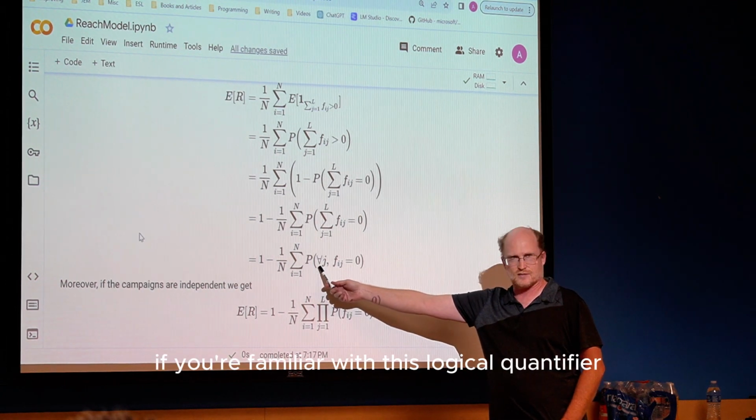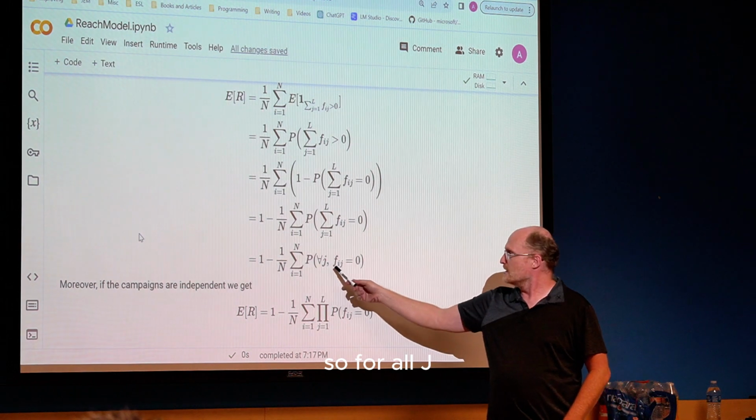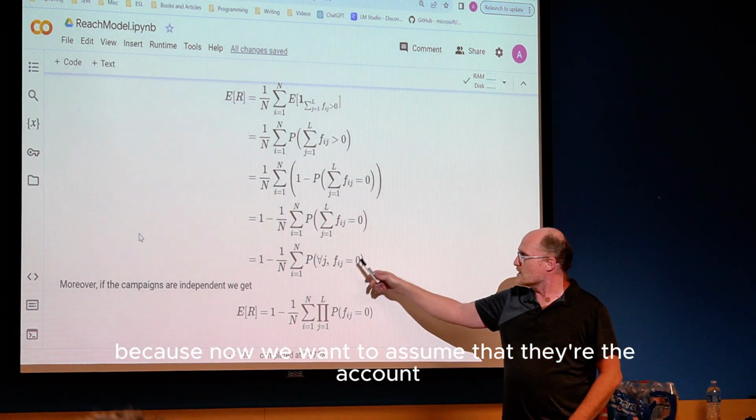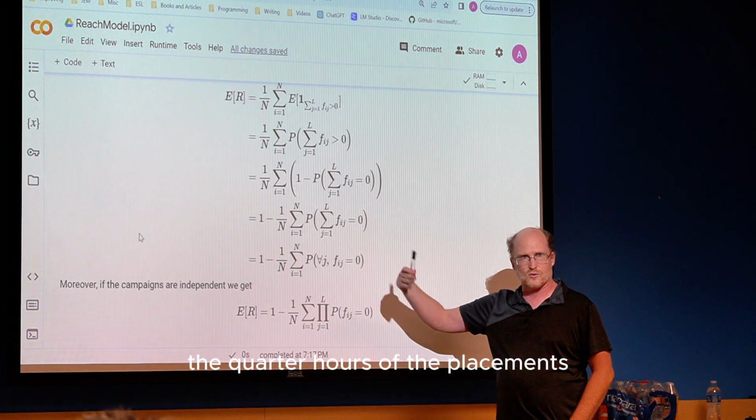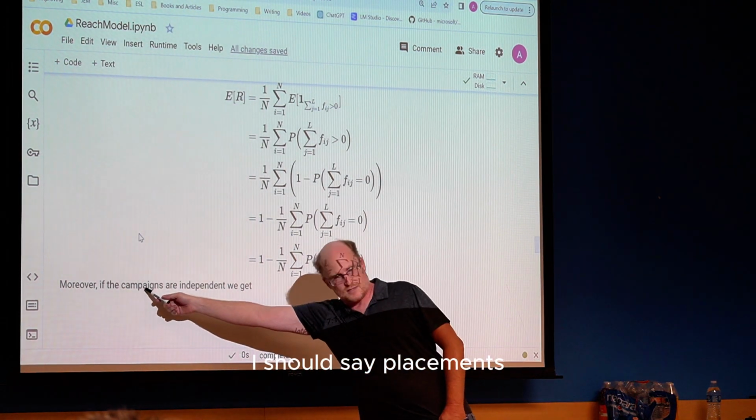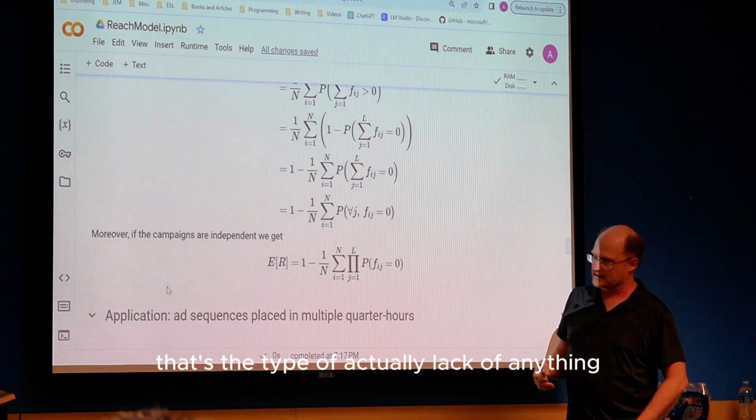If you're familiar with this logical quantifier, it's read as for all. So for all j, Fij is 0. Okay. Why do we want to do that? Because now we want to assume that the quarter hours or the placements. I shouldn't say campaigns here. I should say placements. That's a typo. Or actually the lack of editing.